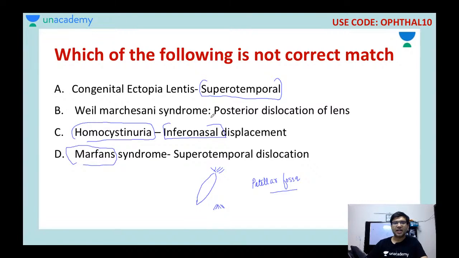But remember, Weil-Marchesani syndrome is not seen in the posterior part. Here the lens is basically subluxated anteriorly. The features of Weil-Marchesani syndrome are opposite to what we see in Marfan syndrome. In Marfan syndrome, we get long limbs, we get long height. In Weil-Marchesani syndrome, we see the opposite, a short stubby character. In Marfan syndrome you would get a superotemporal subluxation. In Weil-Marchesani syndrome, you would see the anterior subluxation. So the answer here is B.